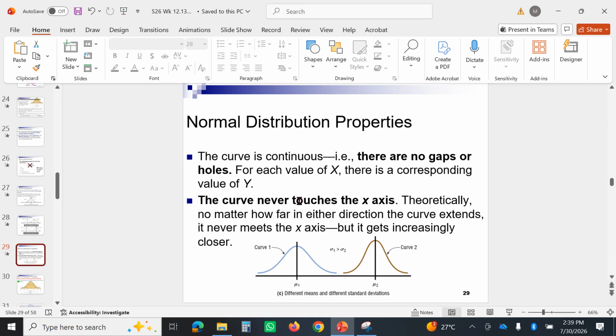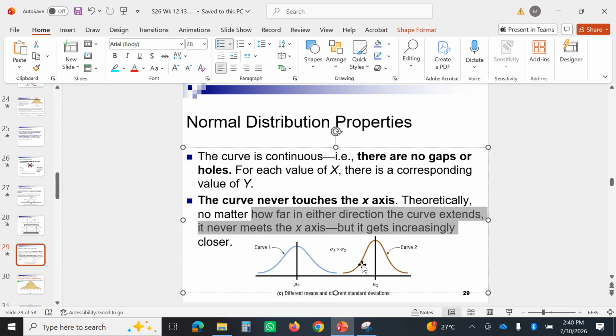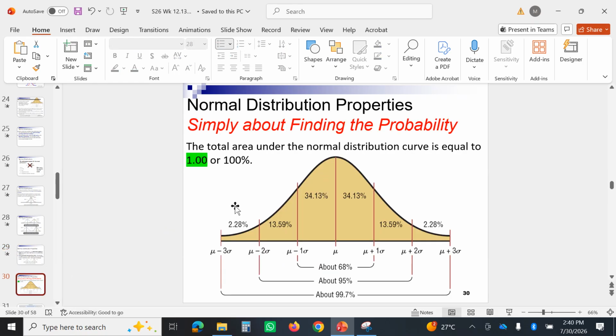So normal distribution properties: the curve is continuous. There are no gaps. This is a histogram, you will remember. For each value of x, there is a corresponding value of y, right? X, y, they meet at a point, and the point is on that curve. The curve never touches the axis. There's what we call an asymptote. It just approaches the line, but never ever touches it. So theoretically, no matter how far in either direction the curve extends, it never touches the x-axis, but always gets increasingly closer.